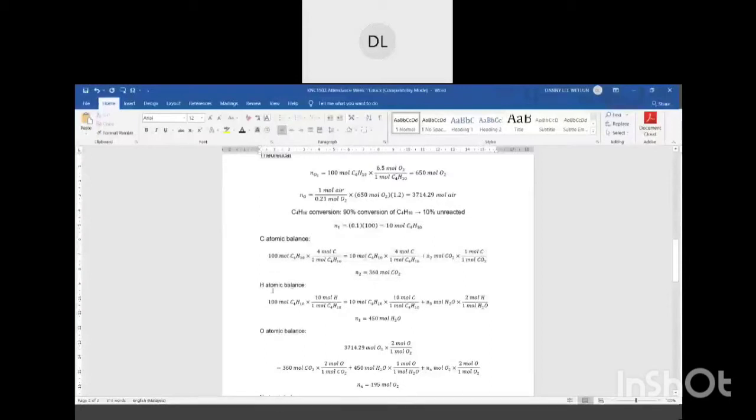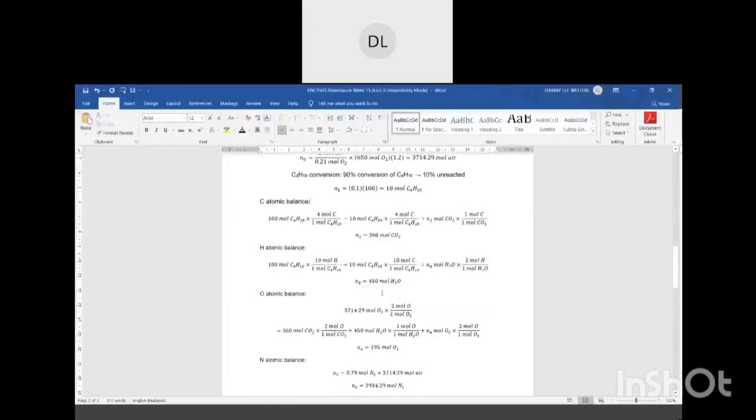H, the hydrogen atomic balance, input equals output. So 100 mole of butane times 10 mole H, hydrogen, over 1 mole of butane is the input, and the output is 10 mole butane times 10 mole hydrogen over 1 mole butane plus N3, which is water, because you have H here for the atomic balance of hydrogen. So N3 mole H2O times 2 mole of H over 1 mole of H2O. So N3, you will get 450 moles of H2O.